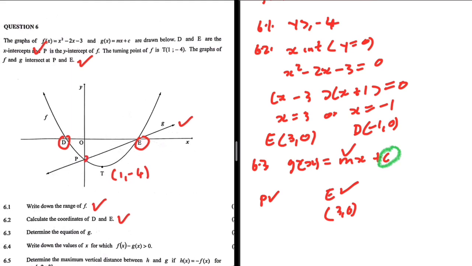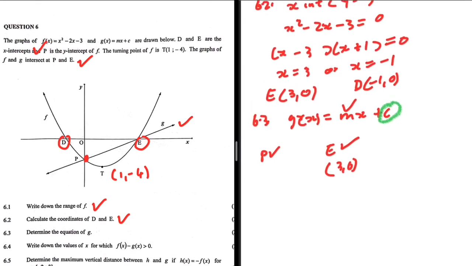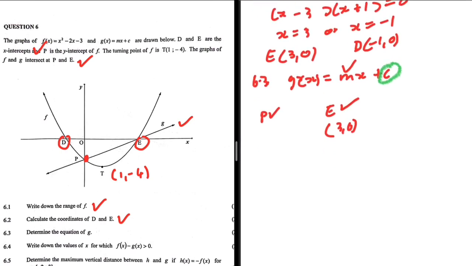P is the y-intercept of f, as given to us in the equation statement. So for the y-intercept, we just let x be equal to 0. If we do that, we get y equals 0 squared minus 2 multiplied by 0 minus 3. This is equal to minus 3, obviously. So the coordinates of p are 0 and minus 3. So there we go. We have p and e.